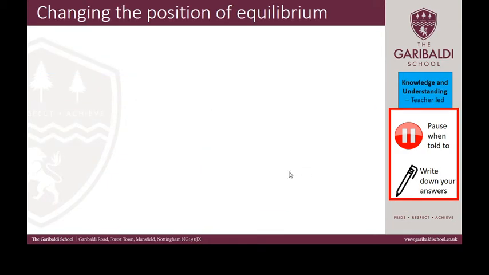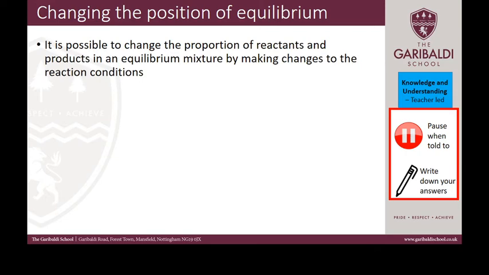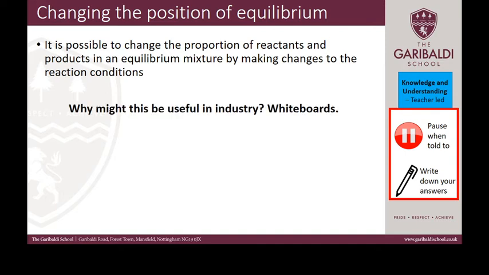Okay, changing the position of equilibrium. It is possible to change the proportion of the reactants and products in an equilibrium mixture by making changes to the reaction conditions. So we've talked about reaction conditions before. You know some of them: temperature, concentration, etc. Why might this be useful in industry?